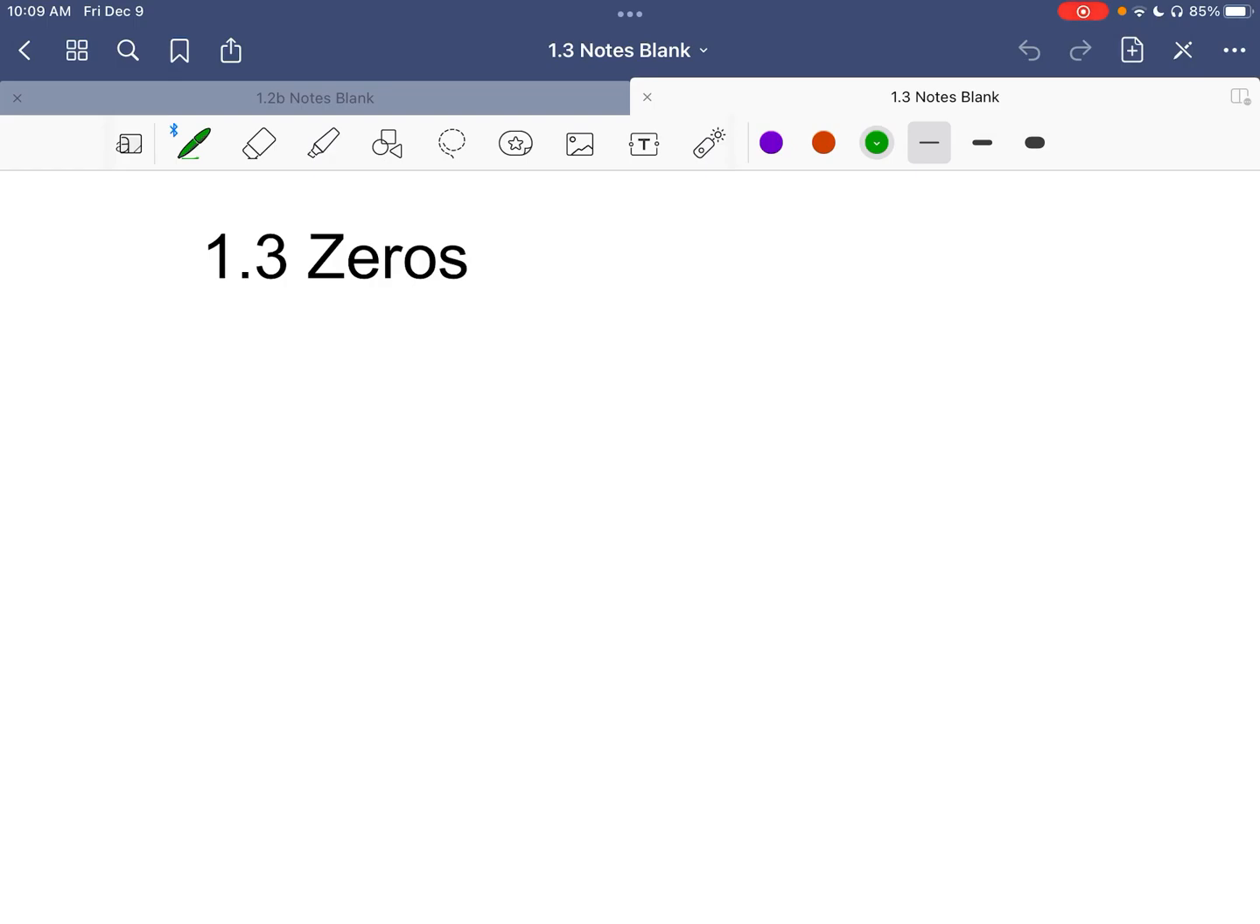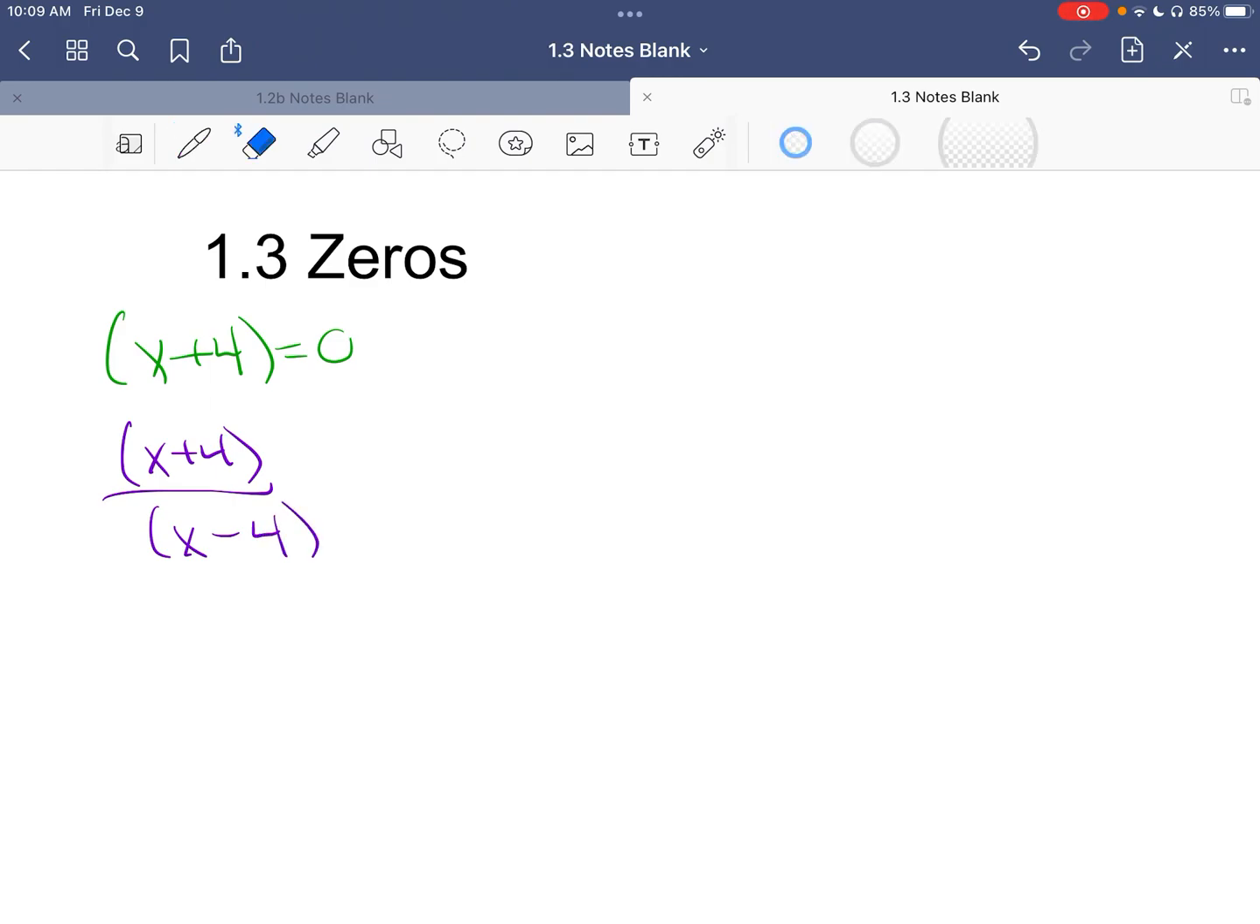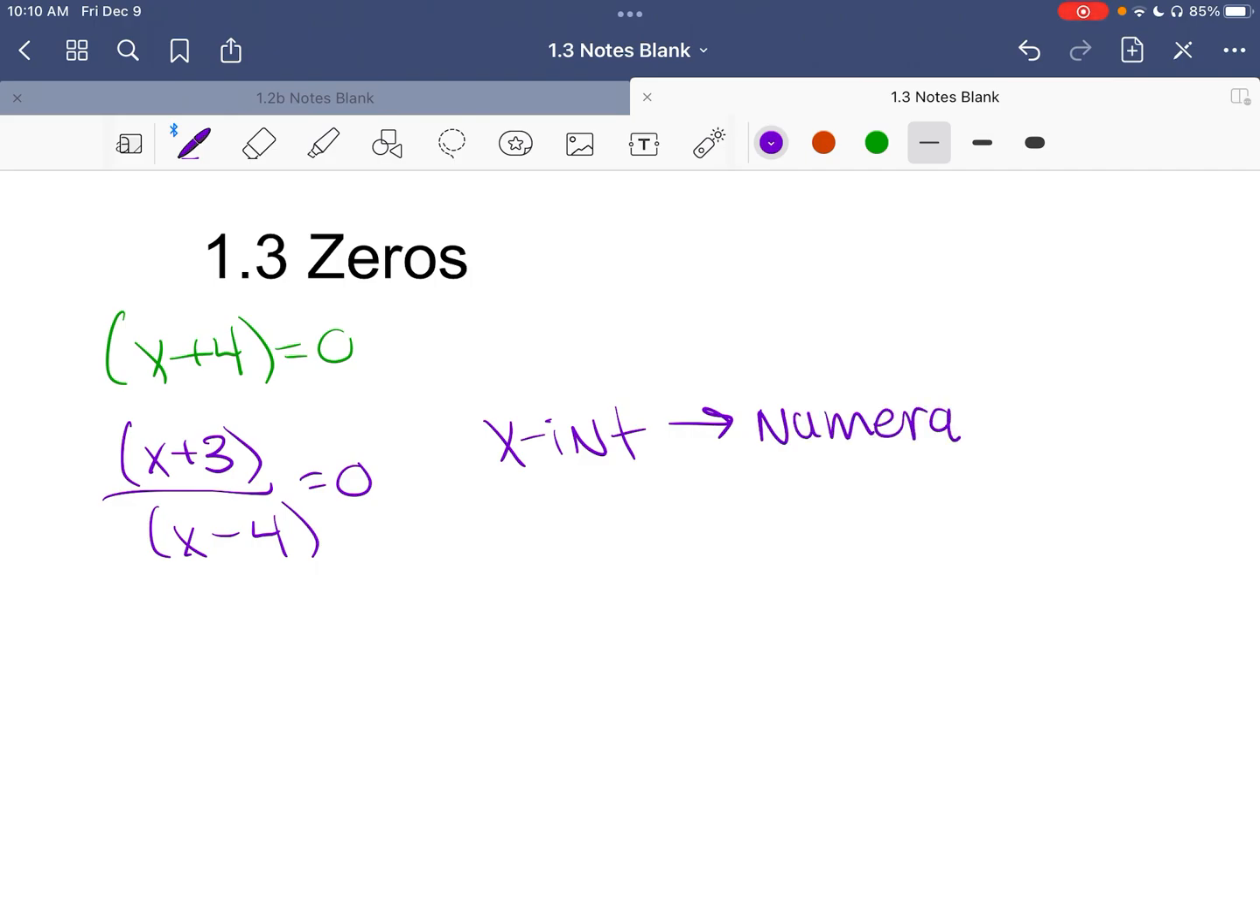So our types of zeros, the first one are zeros that come from our x-intercepts. So if I have x plus 4 equals 0, well, that's going to be negative 4. If I was to have a function that was x plus 4 over x minus 4, maybe I'll change it up and use a different letter or number. If that equals 0, basically we're looking for our x-intercepts. That's our first type of zero. X-intercepts are anything that's in the numerator.